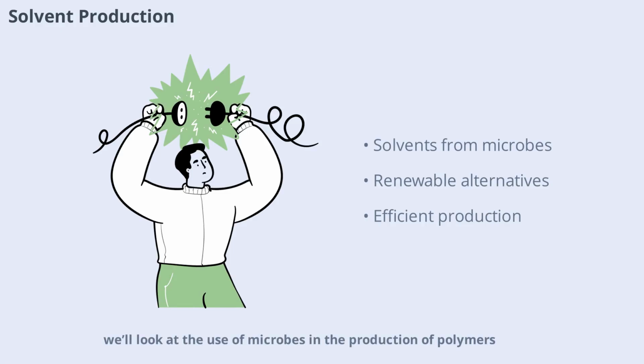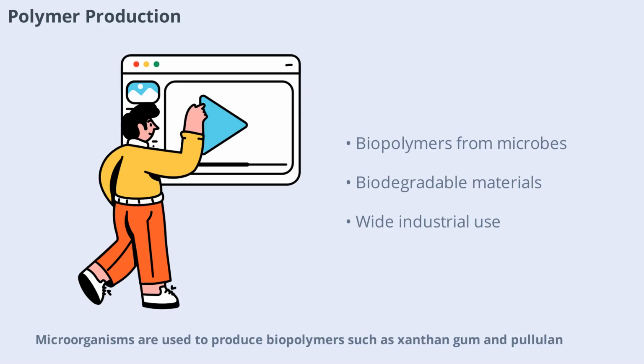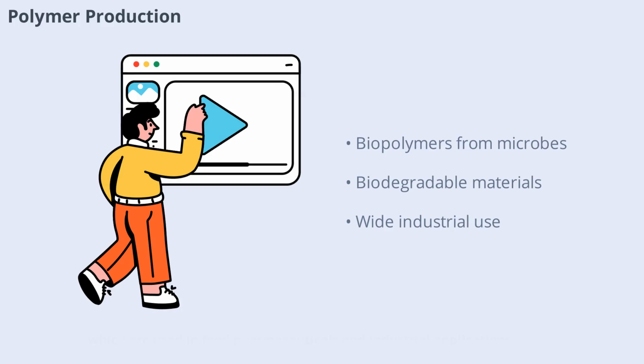Next, we'll look at the use of microbes in the production of polymers. Microorganisms are used to produce biopolymers, such as xanthan gum and pullulan, which are used in food, pharmaceuticals, and industrial applications. These biopolymers offer unique properties and are biodegradable, making them attractive alternatives to synthetic polymers. Microbial production is scalable and sustainable, supporting the shift toward greener materials.